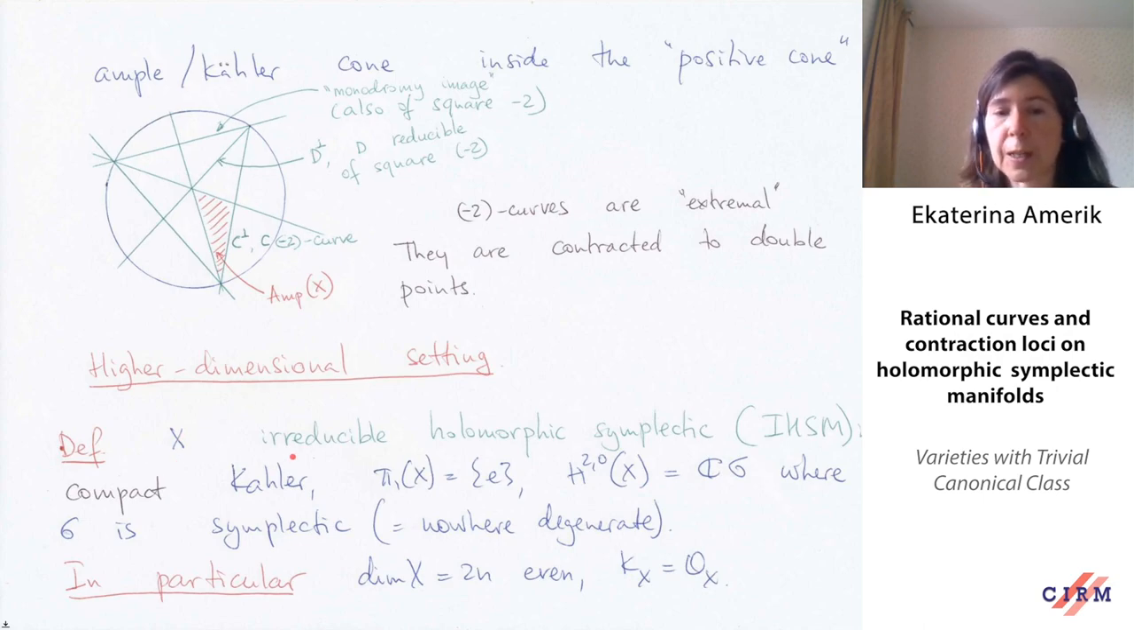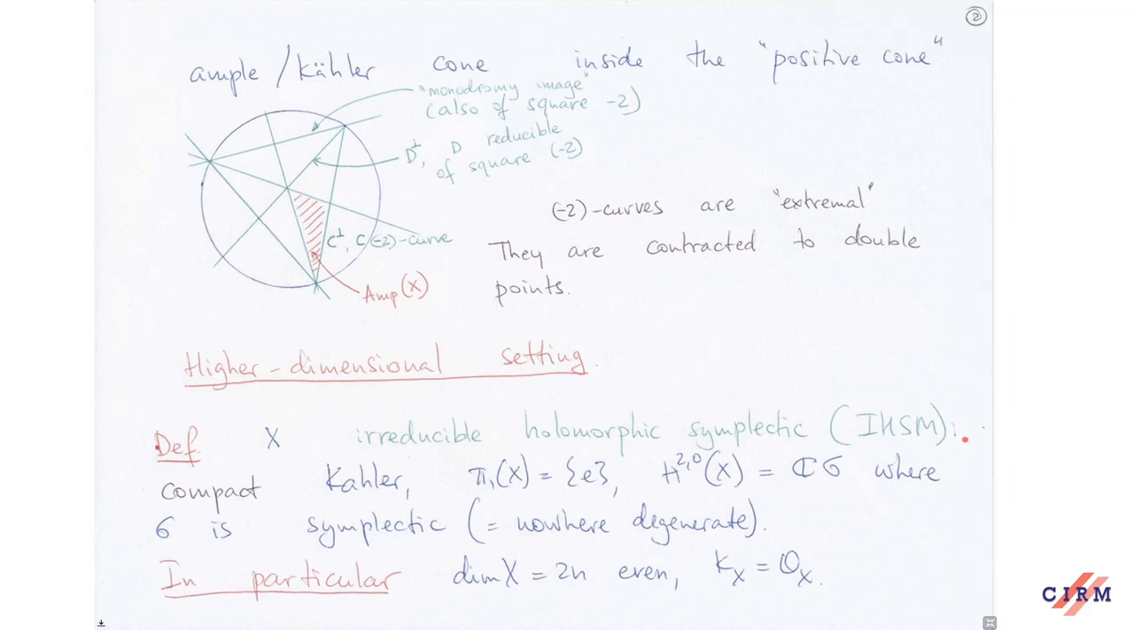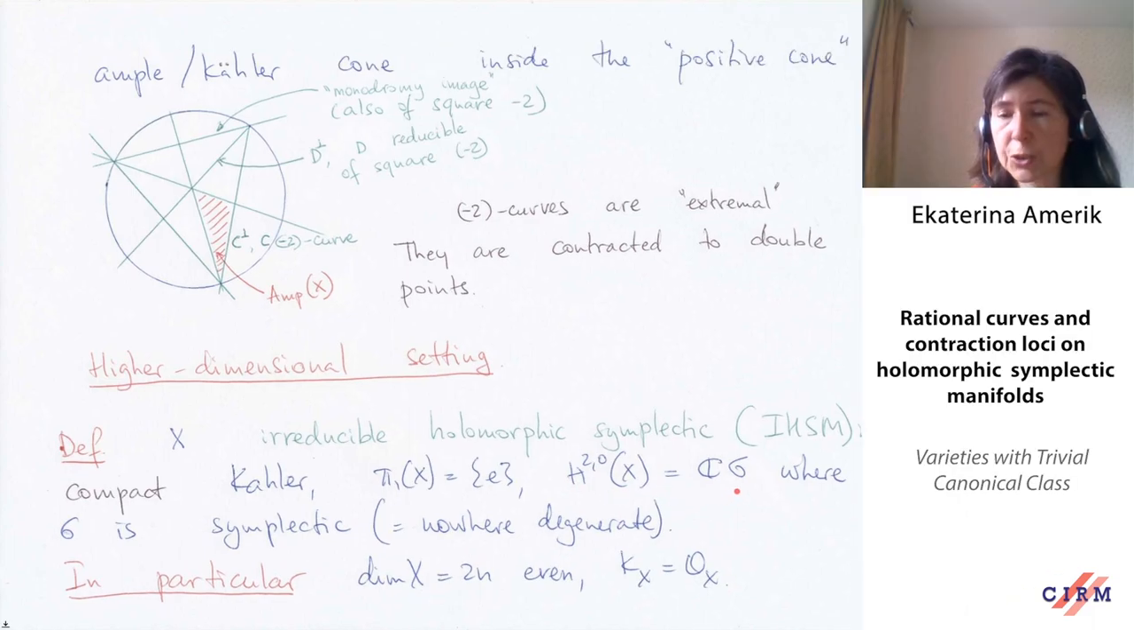Let's look at higher dimensional analogs of K3 surfaces. These are irreducible holomorphic symplectic manifolds, IHS manifolds. These are compact Kähler manifolds, which are simply connected, and such that the space of holomorphic two forms on X is generated by a single element, which is symplectic. Symplectic means, of course, nowhere degenerate. So in particular, the dimension of such an X is even, and the canonical class is trivial.